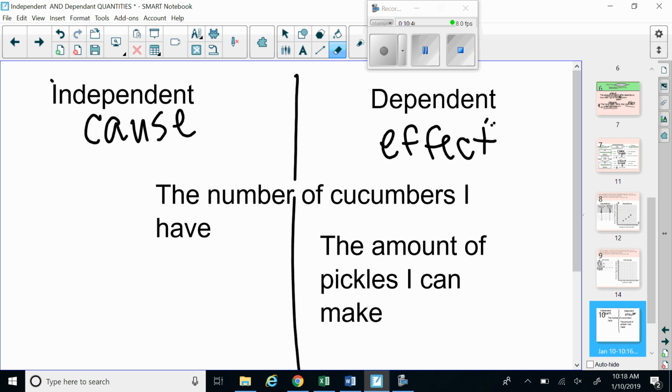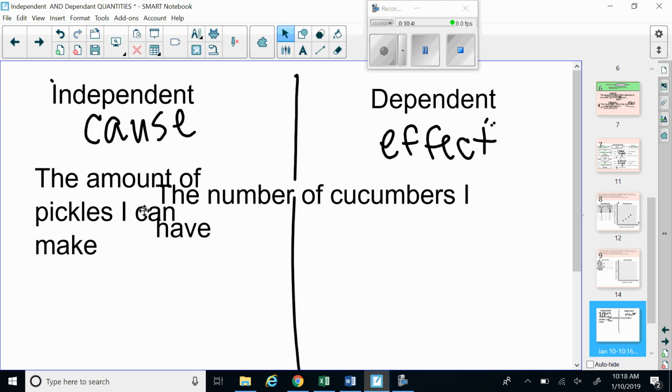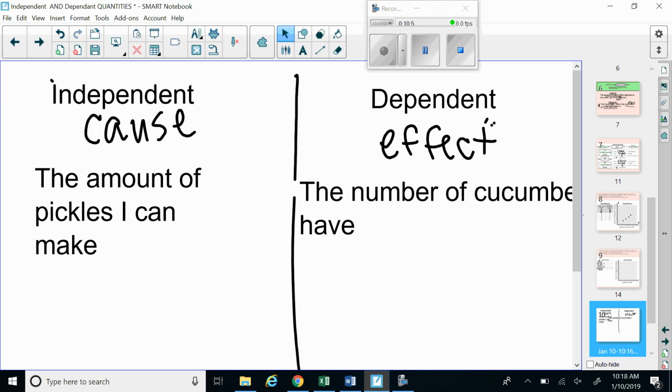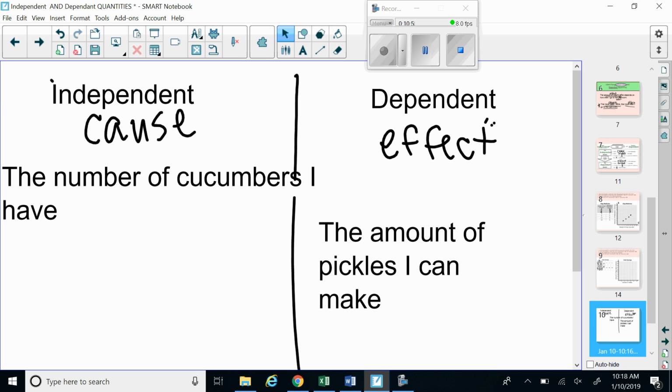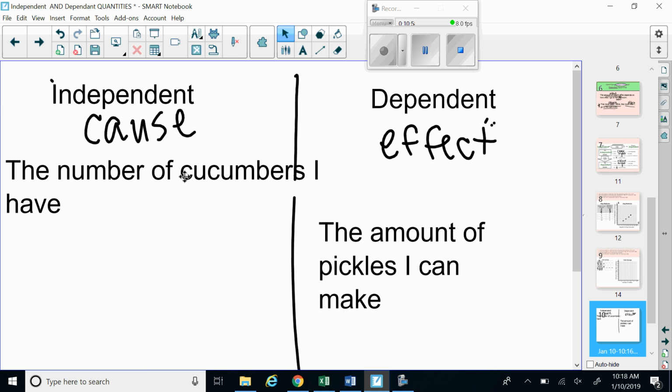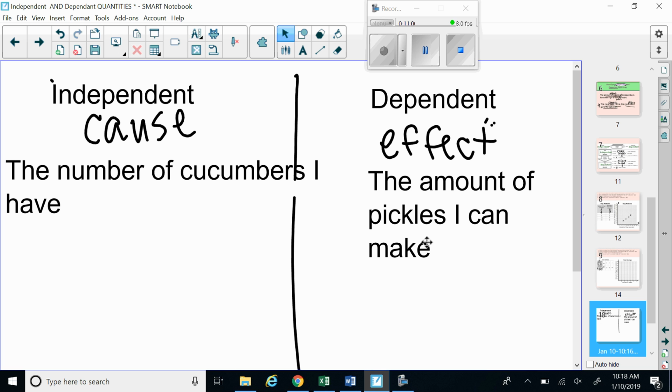So you have to think in your head, okay, I know that if I have a certain amount of cucumbers, I can make pickles. The amount of pickles I make is not going to affect the number of cucumbers I have. So I have to think of it this way. The number of cucumbers I have becomes my independent quantity. And that means if I have 2 cucumbers, I can make 2 pickles. If I have 4 cucumbers, I can make 4 pickles. So then the amount of pickles I can make becomes my effect.